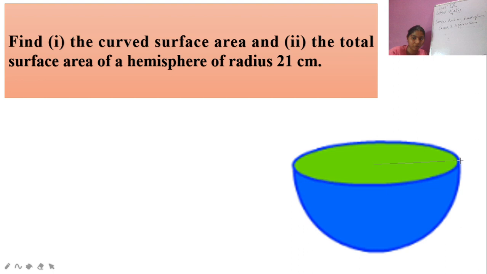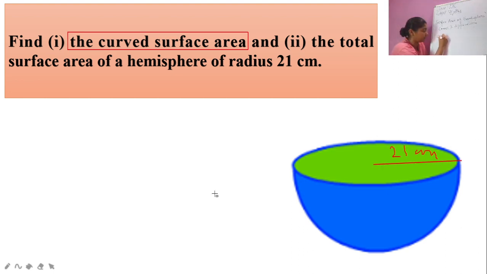So let's do first the curved surface area. We know that for the curved surface area we have the formula 2 pi r square, right? So you just substitute the value: 2 into 22 by 7 into 21 into 21, because we have r square, right? So calculate the answer and tell me. Cancel out all the terms which are required.